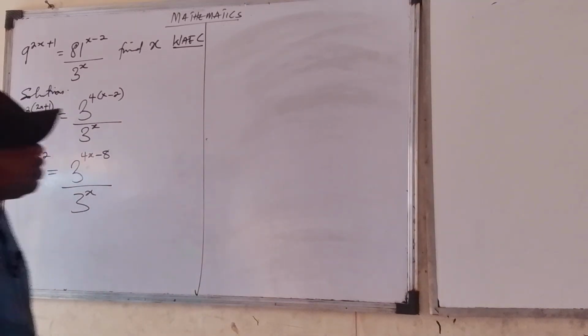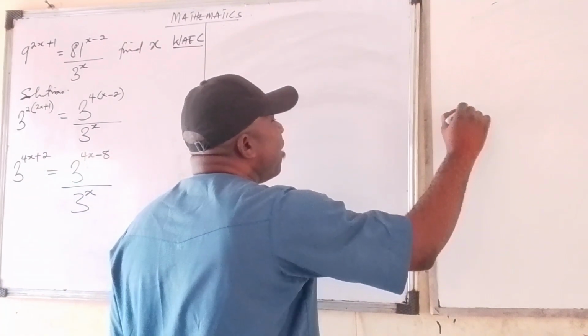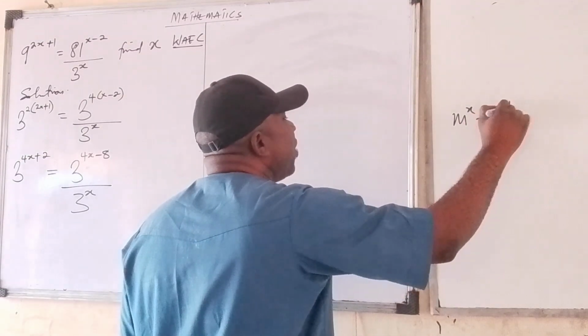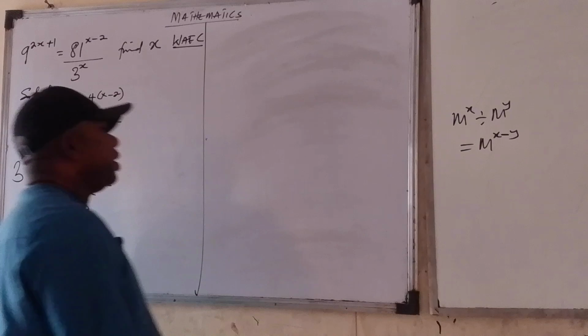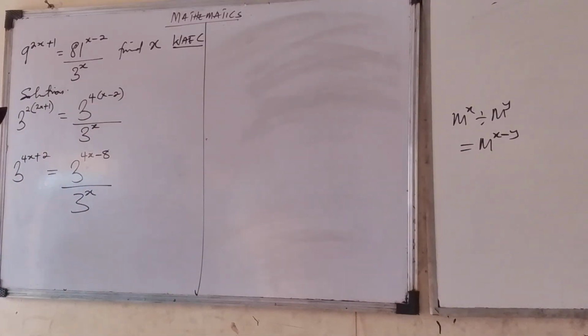Now remember this law of indices: m raised to the power of x divided by m raised to the power of y is equal to m raised to the power of x minus y. When the bases are equal, you're subtracting the powers. So it means here the bases are equal. We have 3 as the base, 3 as the base.